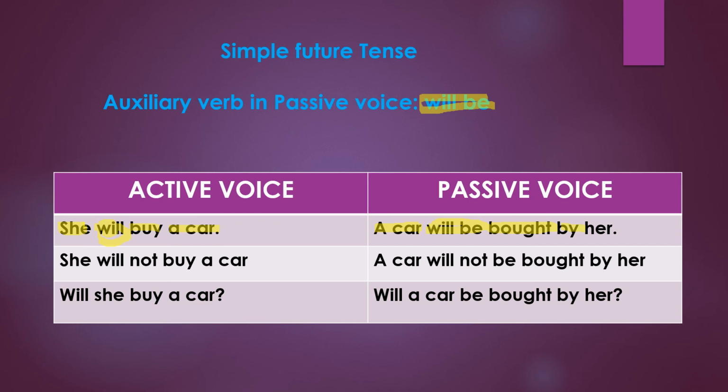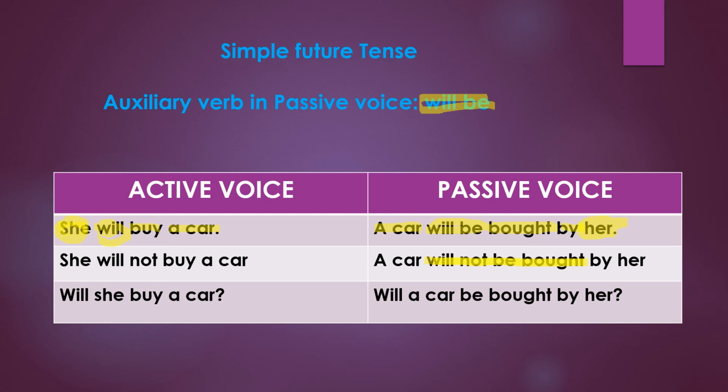Then the subject of the active voice, she, becomes her in passive voice, because it takes the place of the object in the passive voice. Similarly, with the negative sentence, she will not buy a car: a car will not be bought by her.